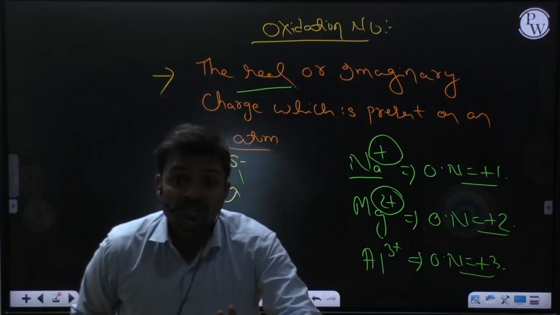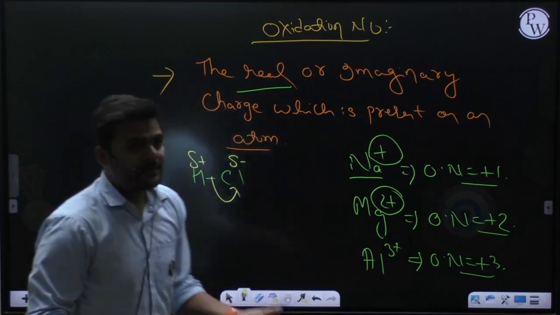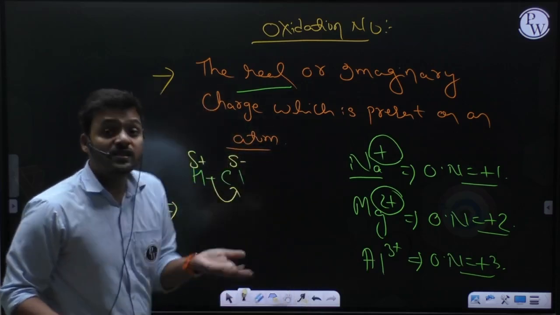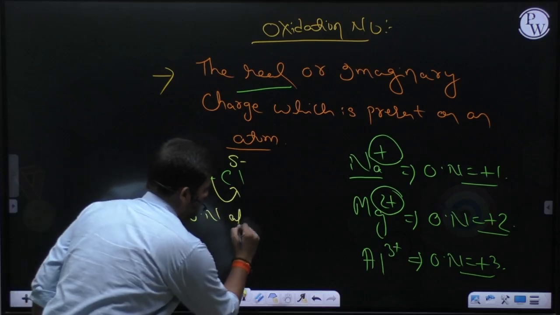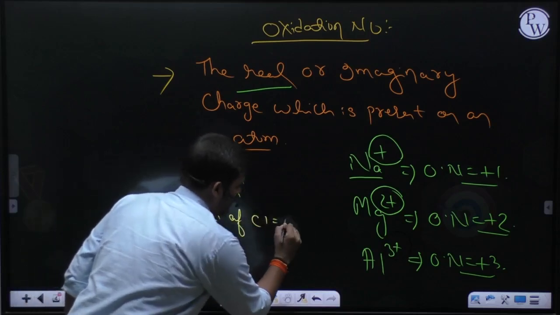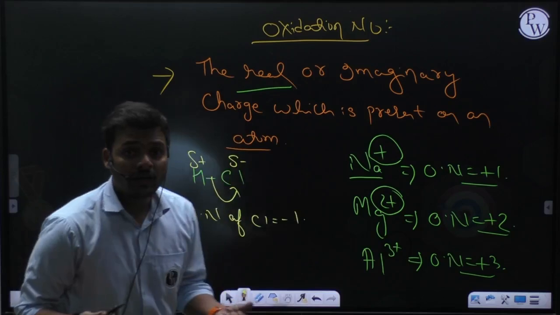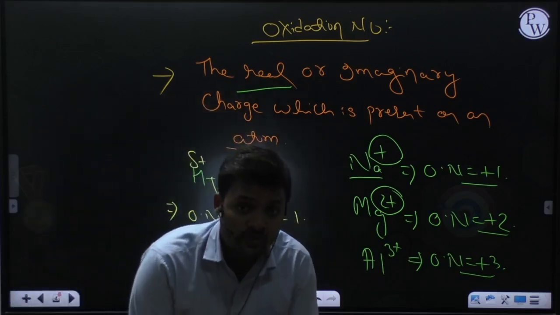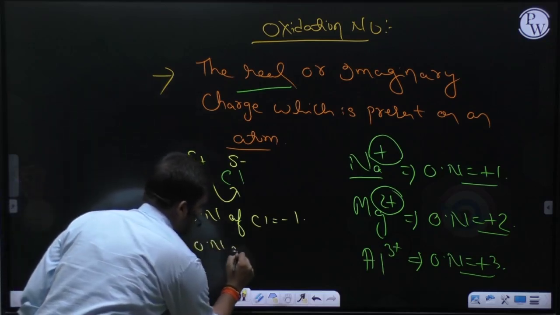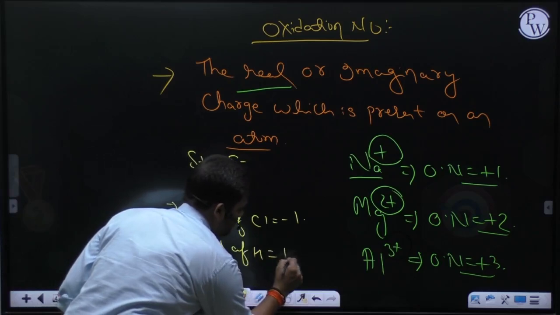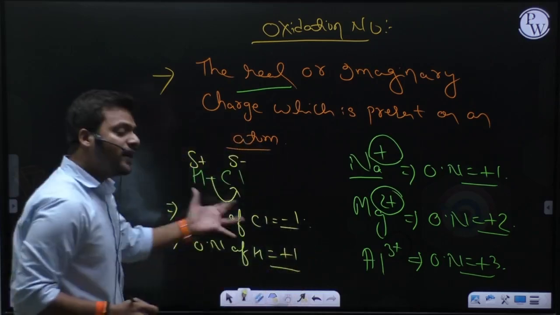So what is the oxidation number of chlorine in HCl? It's simple, sir. There is a partial negative charge which is an imaginary charge. So the oxidation number of chlorine is how much? It is your -1 charge. Similarly, what is the oxidation number of hydrogen in the HCl compound? Sir, it's very simple. The oxidation number of hydrogen is +1. It's quite simple, right?